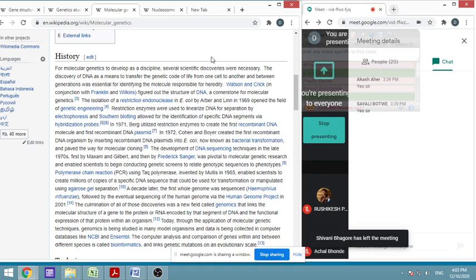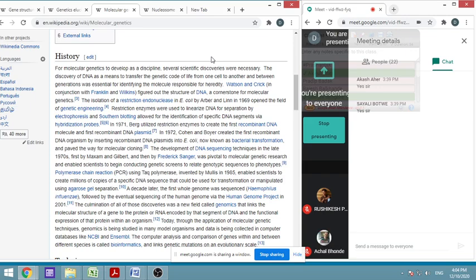Then later, the first DNA organism was developed by inserting recombinant DNA plasmid into E. coli, and that was called bacterial transformation. Then there was the development of the DNA sequencing technique in the 70s, by the Nobel laureate Frederick Sanger, who did very important genetic research, and he enabled scientists to begin conducting genetic screens to relate genotypic sequence and phenotype.